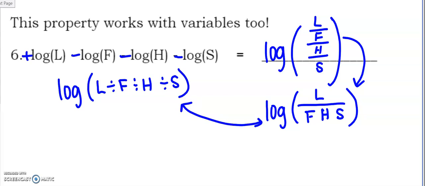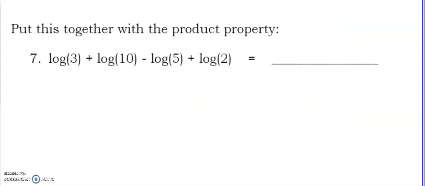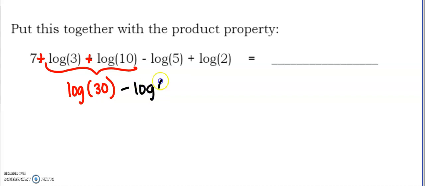All right, so now let's put this together with the product property. So anything that's positive, these ones are both positive, addition is going to turn into a product, which would be multiplication. So reading from left to right, I'm going to start with these two things first, and I would condense these into log of 3 times 10, which is 30. And I still have minus log 5, and I still have plus log 2.